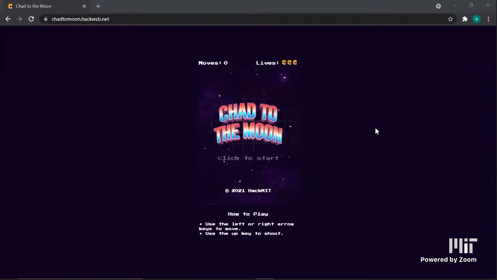Okay, so I'm going to intro this last puzzle, which is primarily based on smart contracts and Ethereum, which is a type of cryptocurrency, and also using an algorithm to find the shortest moves to win a game. The intro to this puzzle, which is at chadtomoon.hackwsb.net, actually demos a very small version of this game. So you can try out for yourself exactly how the game works and what the mechanics are.